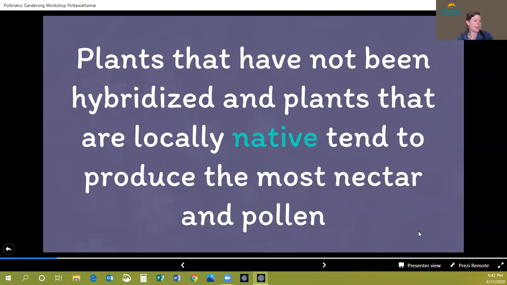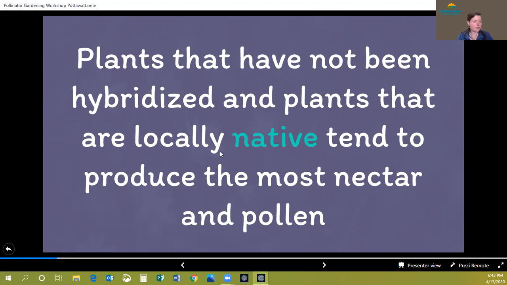So plants that have not been hybridized and are locally native tend to produce the most nectar and pollen. So for example, you don't get this fancy double petal, pest-proof plant that's been genetically altered by humans. That's hybridizing plants, humans coming in and purposely changing the genetics. And a plant that's locally native, something that's native to a local area, we'll talk more in depth about what a native plant is. They've co-evolved with our bees and butterflies and insects, so they provide what they need.